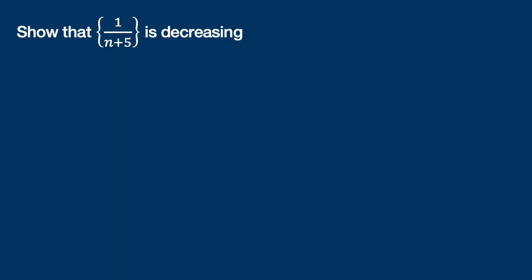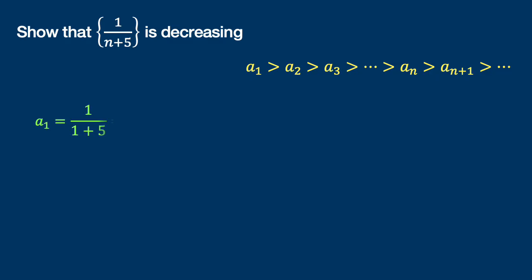Let's show that sequence is decreasing. What do we mean by decreasing, guys? Decreasing means a1 is bigger than a2, a2 is bigger than a3, an is bigger than an plus 1. That's what decreasing means, okay? So, I'm going to find a1 first.